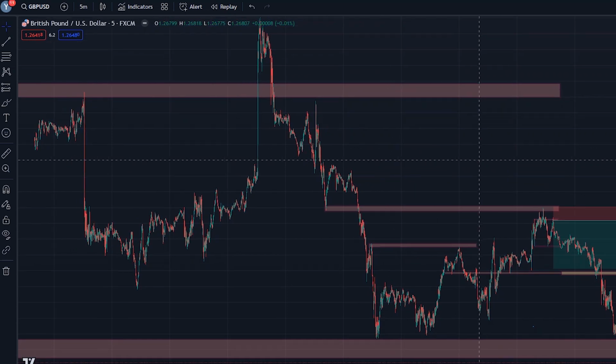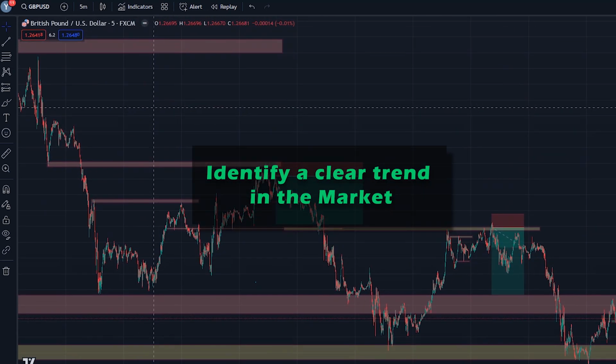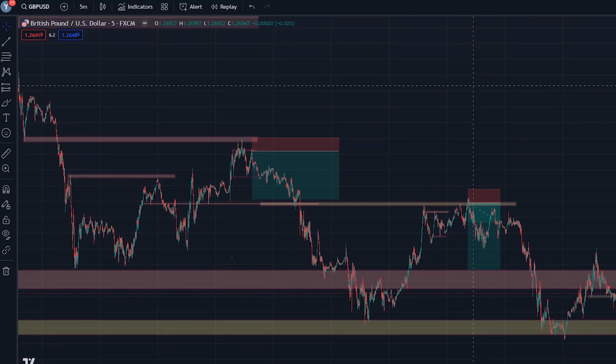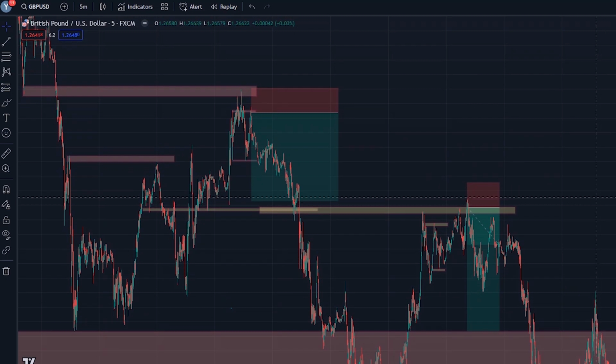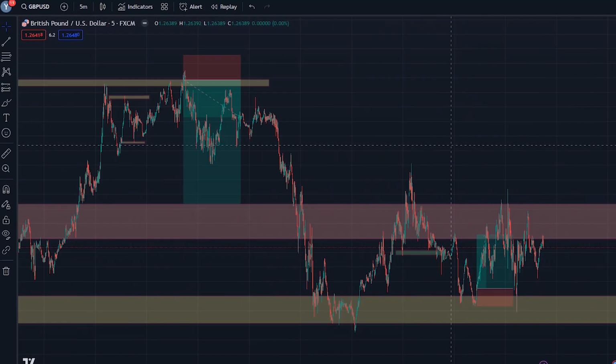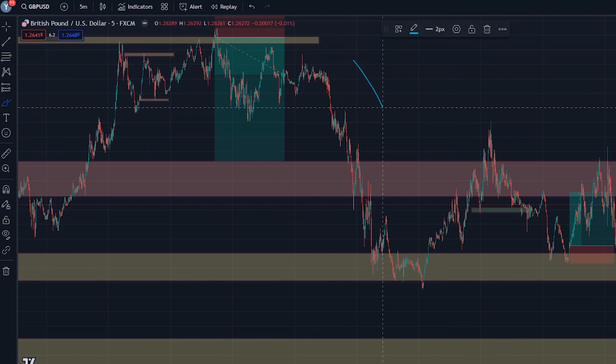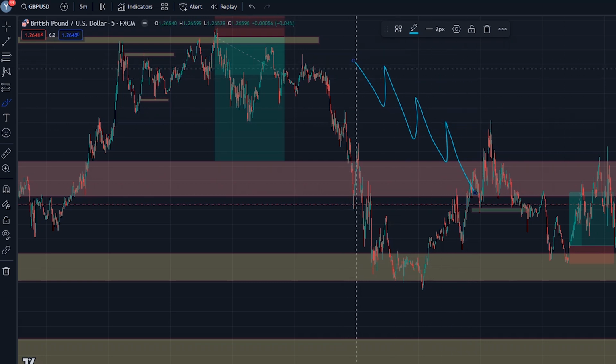First and foremost, what you need to do is to identify a clear uptrend or a downtrend. Let me show you right here. You can see this is a downtrend. As I said, this is a scalping strategy, so you don't really need to identify a very long uptrend or downtrend. As long as the market is forming a lower low, a lower high, a lower low, a lower high, a lower low, and a lower high, you just have to make use of it. This is a downtrend.